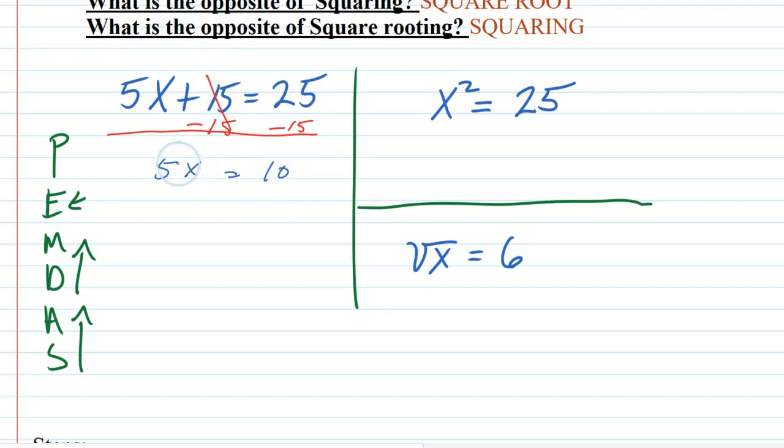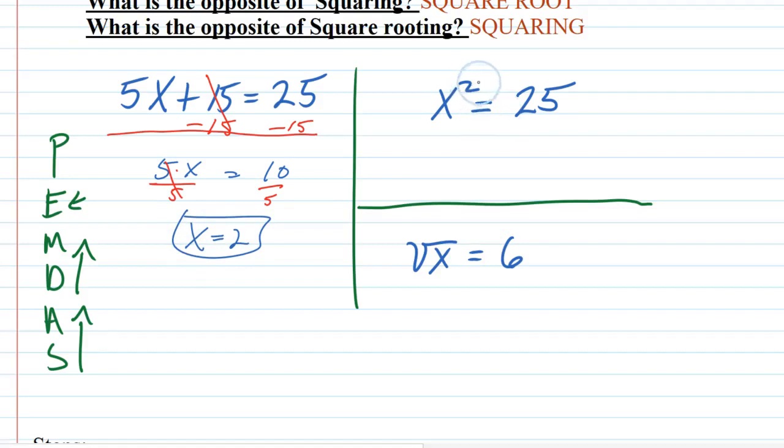Then the opposite of multiplying, what is happening to the x? It's being multiplied by 5. The opposite of multiplying is dividing. So I'm going to divide both sides by 5, and that gives me x is equal to 2. Now this is normal. We know this. But when we come over here to squares and square roots, people get all confused.